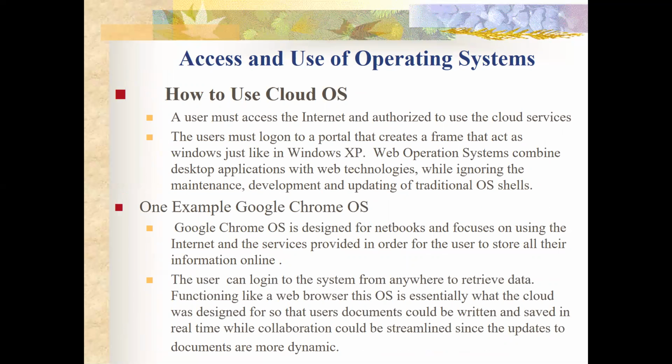How to use a cloud operating system? That is very simple. The user must access the internet and be authorized to use the cloud service, right? You create an account, then you log in. The user must log in to a portal that creates a frame that acts as a window, just like Windows XP. A web operating system combines desktop applications with web technologies while ignoring the maintenance, development, and updating of traditional operating system shares. Very simple, log in.